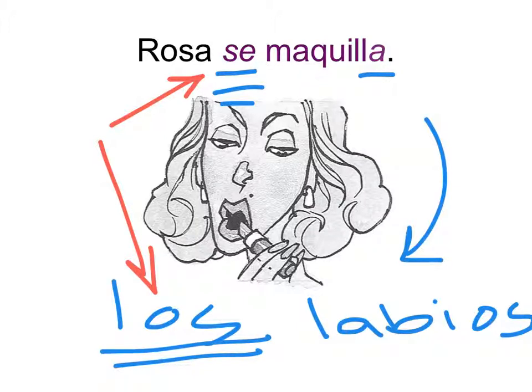So it's grammatically incorrect to use those possessive adjectives mi or mis or tu or tus or su or sus or nuestro, nuestra, nuestros, nuestras. It's grammatically incorrect to use those. You just want to use your articles: el, la, los, or las. If it's your hands, las manos. If it's your feet, los pies.